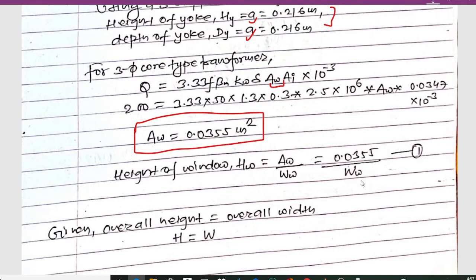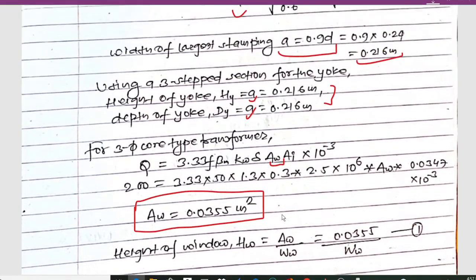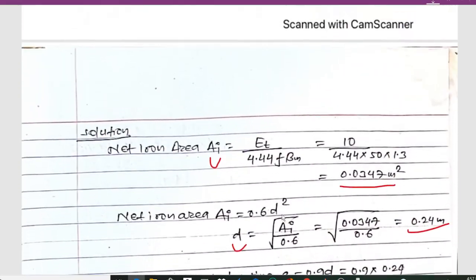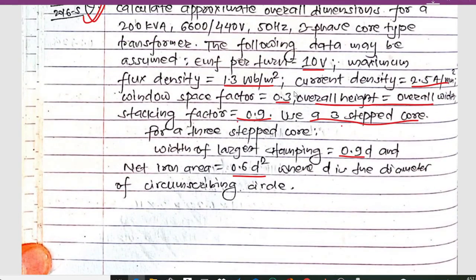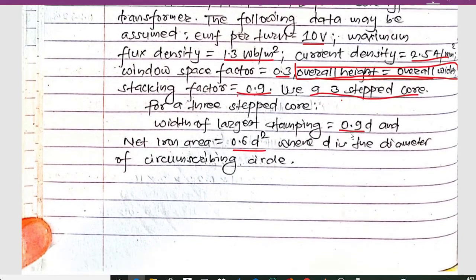Now height of window Sw will be Aw upon Ww, and Aw is given as 0.0355 meter square, and Ww is unknown here. So let this be equation 1. Also, the overall height is equal to overall width, given in the question here. It means S is equal to W.